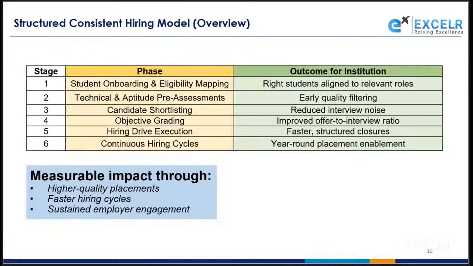So for this, ExcelR has a plan, a structured, consistent hiring model where the phases are student onboarding and eligibility mapping, where the right student is aligned to the relevant roles; technical and aptitude pre-assessments, early quality filtering, which is done by ExcelR; candidate shortlisting, reduced interview noise, objective grading to improve offer to interview ratio; hiring drive execution to hasten the structured closures; and continuous hiring cycles, which is a year-long placement enablement.